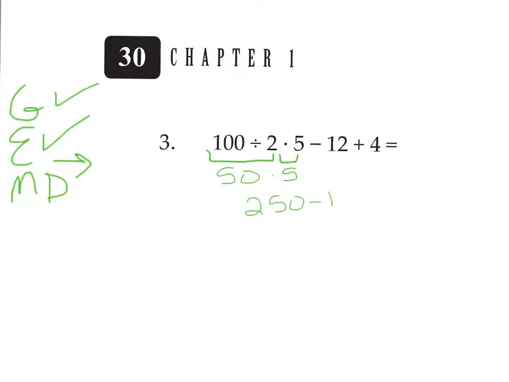And then I bring down everything I haven't used. This 250 does come out different if you do these in the wrong order and you do multiply first. If you multiply 2 times 5, you have 10, and 100 divided by 10 is 10.